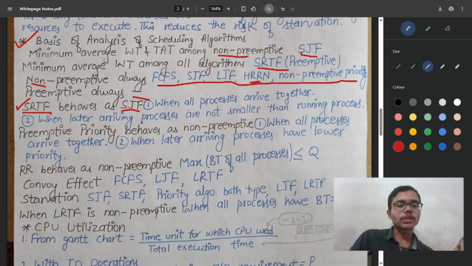When later arriving processes are not smaller, these are two separate conditions. They are not dependent on each other. If the first condition is true, then SRTF behaves as SJF. If the second condition is true, then also SRTF behaves as SJF. Both conditions are not compulsory to be satisfied. If any one of the conditions is satisfied, then SRTF behaves as SJF.